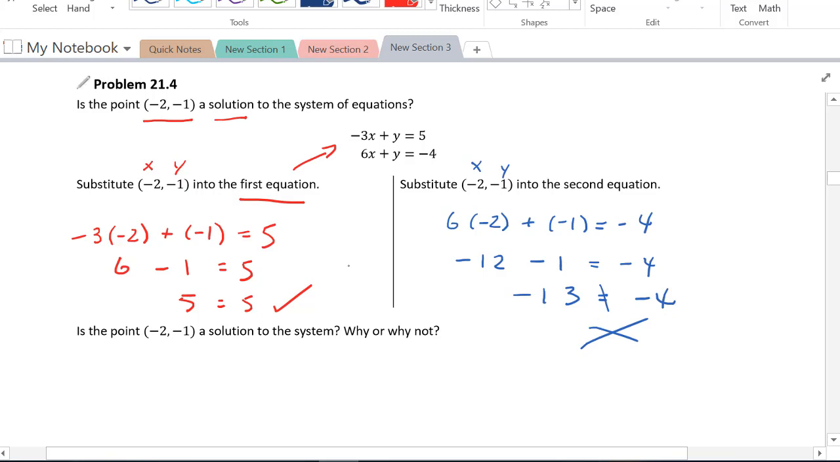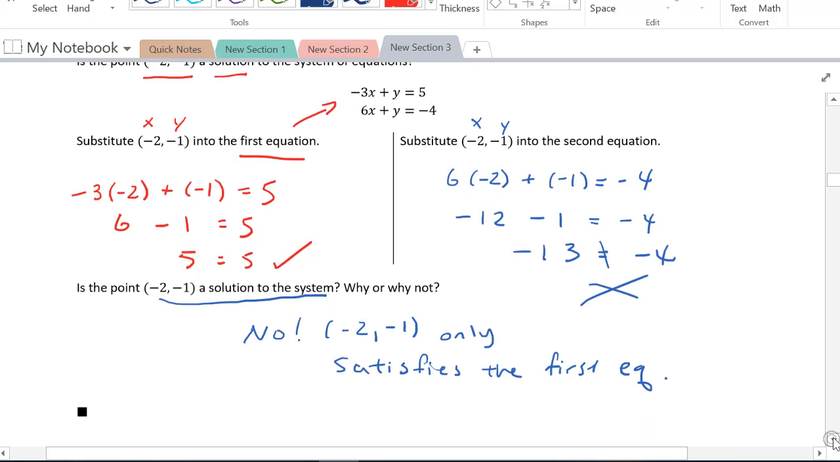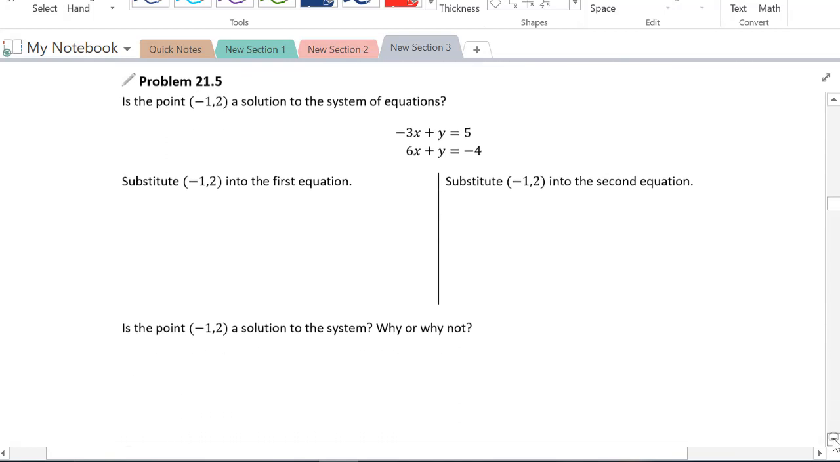So then the question: is the point -2, 1 a solution? Okay, so is it a solution to the system? The answer is no. Okay, because like I said before, a solution to a system has to satisfy both equations, right? This point, -2, -1, only satisfies the first equation. Okay, for it to be a solution, it must satisfy both equations. All right, let's look at the next one.